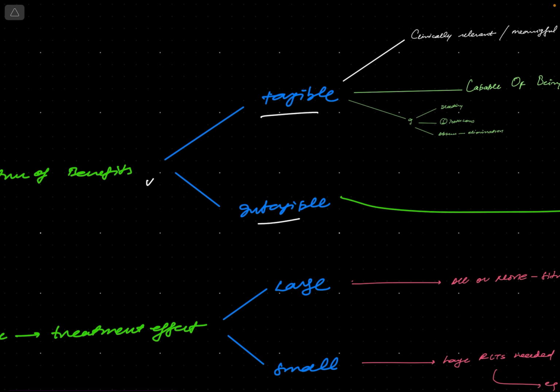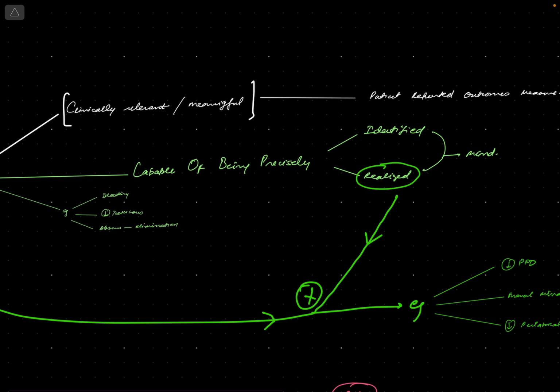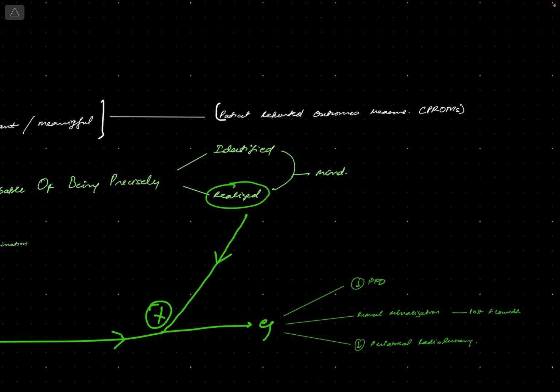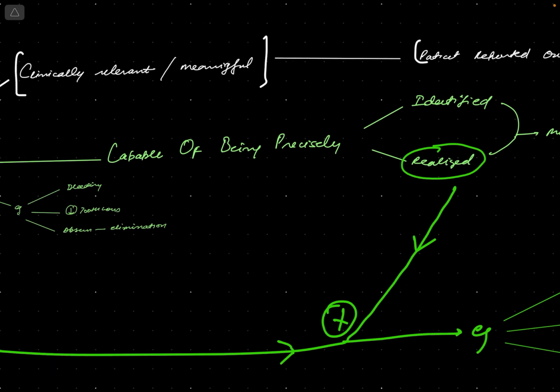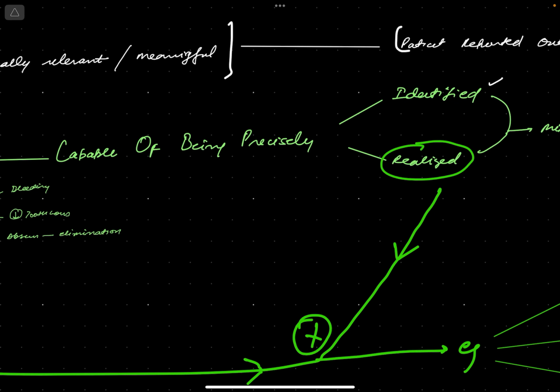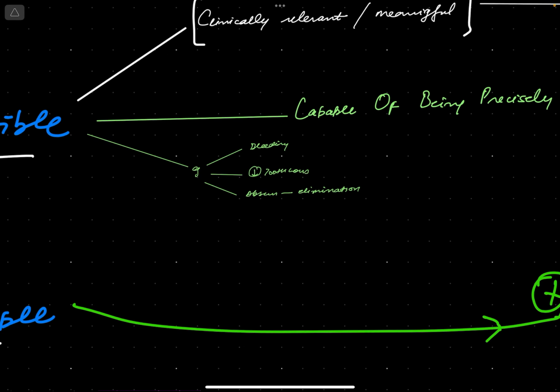Tangible basically means that you can clinically or meaningfully appreciate it. So these are patient reported outcome measures, okay, as in the patient can appreciate it. So these are capable of being precisely identified and realized by the mind. Your mind can see it, your eyes can see it and appreciate.